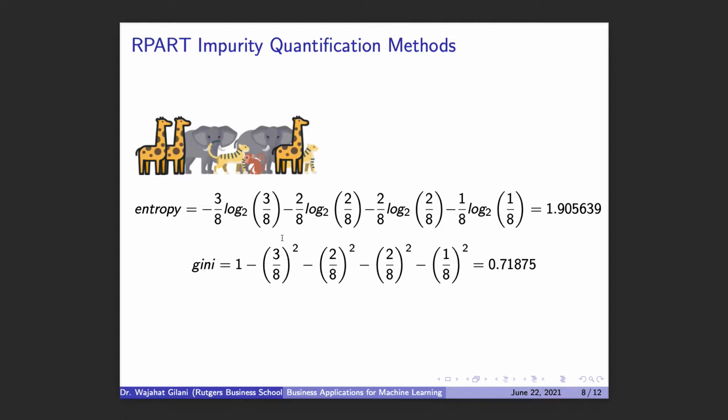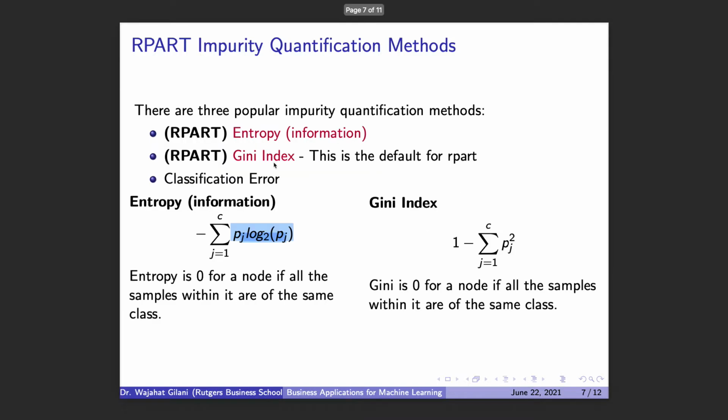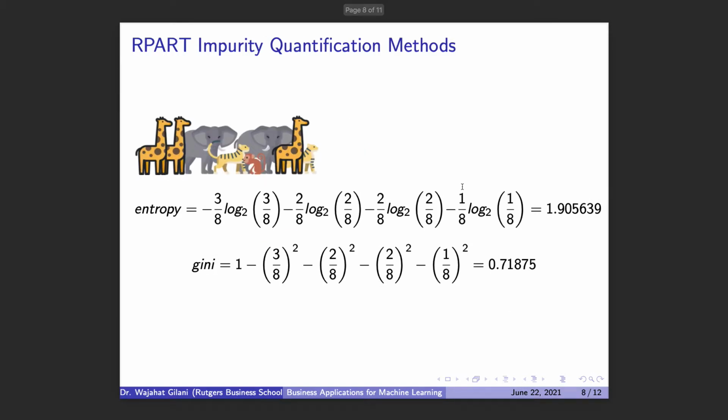How many unique animals do we have? Giraffes, elephants, cheetahs, yes, 4 unique animals. Therefore, we will have 4 of these equations with a negative. Remember, c stands for the number of unique classes. If there are 4, there are going to be 4 of them, and here you see them: here's 1, here's 2, here's 3, and here is 4.